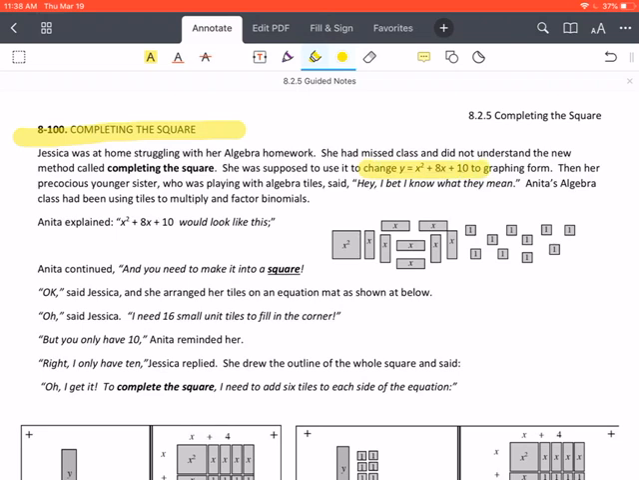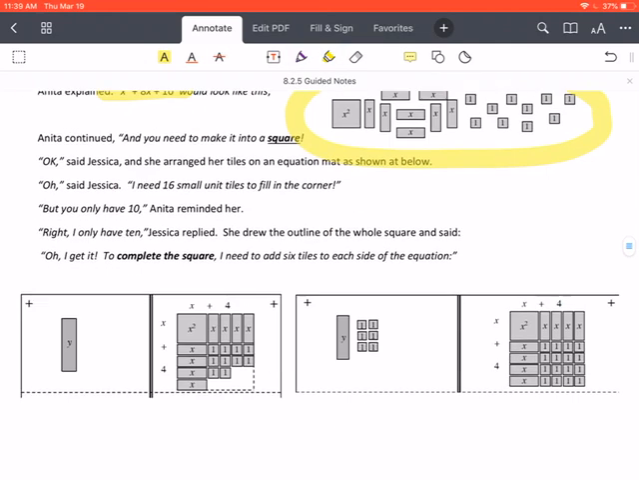Then her precious young sister, who was playing with algebra tiles, said, hey, I bet I know what they mean. Anita's algebra class had been using tiles to multiply and factor binomials. So this standard form, x squared plus 8x plus 10, would look like this. Okay, this is a jumbled pile. You see 1 x squared tile, you see 8 x rectangles, and 10 unit tiles. From here, Anita continued to say, you need to make a square.